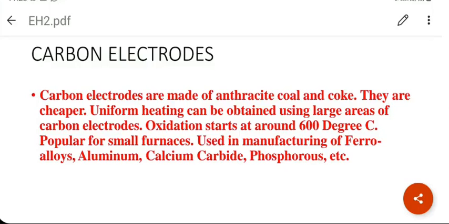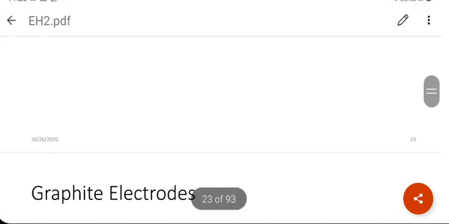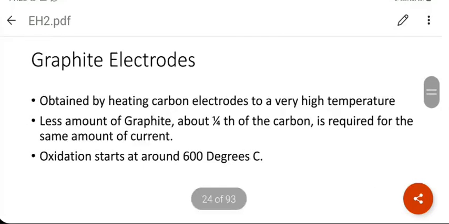Oxidation starts at around 600 degrees Celsius. So carbon electrodes are generally not used above 600 degrees Celsius. There are other methods also. Graphite is also used, especially if temperature is much higher than 600 degrees centigrade.